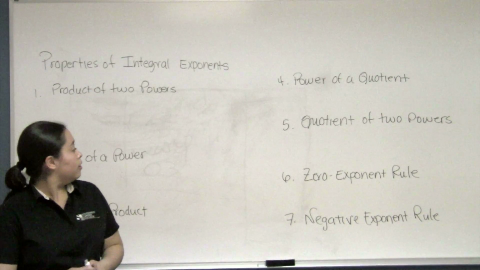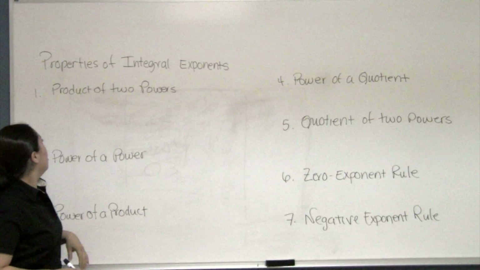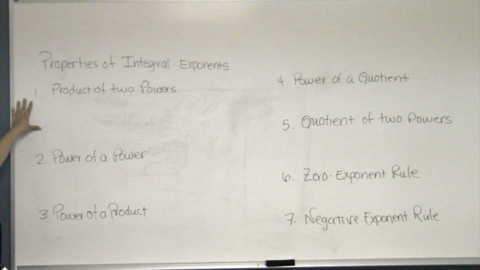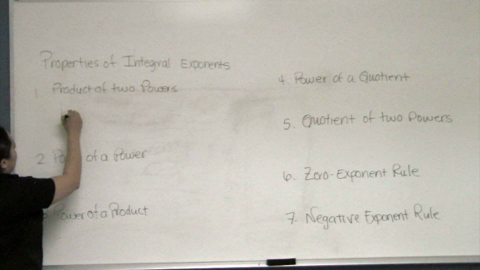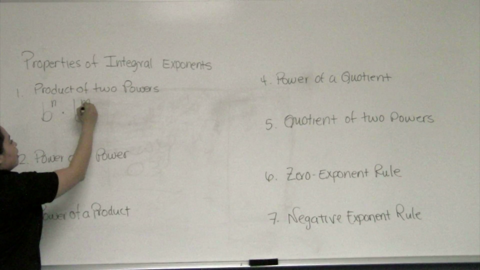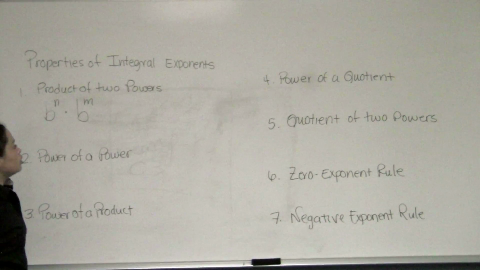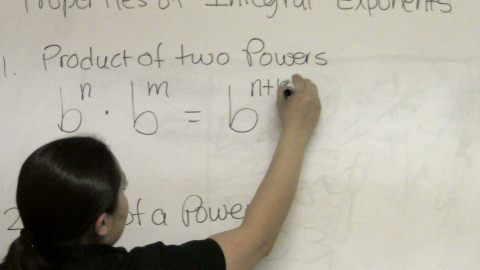Test, Algebra 1, and we're starting with exponents, okay? Our first property, we have the product of two powers. This property says that if you have a multiplication, same base but different exponents, you add the exponents. Keep the base, add the exponents.